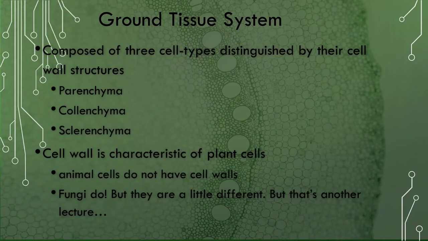Okay, so ground tissue system. The ground tissue system is composed of the three cell types: parenchyma, collenchyma, and sclerenchyma. And what distinguishes those three cell types are mainly the cell wall that is characteristic of that type.